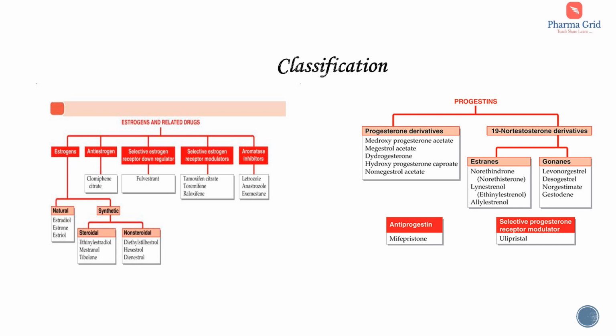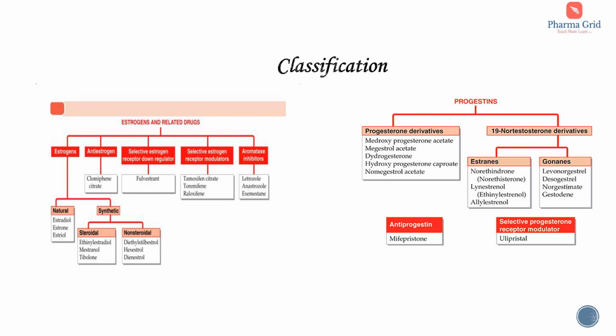Progesterone derivatives include medroxyprogesterone acetate, megestrol acetate, dydrogesterone, hydroxyprogesterone caproate and nomegestrol acetate. Then 19-nortestosterone derivatives. These kinds of progestins have some androgenic activity due to the structural similarity to testosterone. Because of this, these kinds of progestins can cause acne as well as hirsutism. These 19-nortestosterone derivatives are further subdivided into estranes and gonanes.